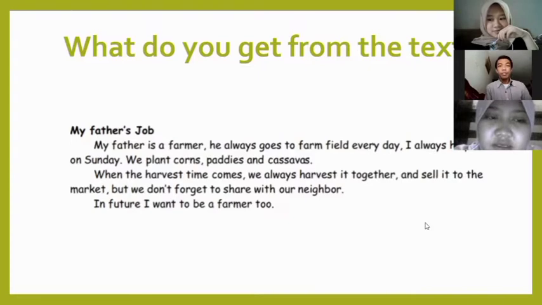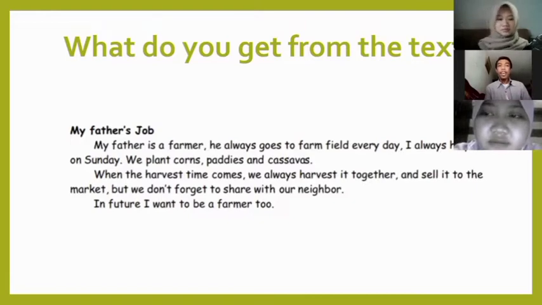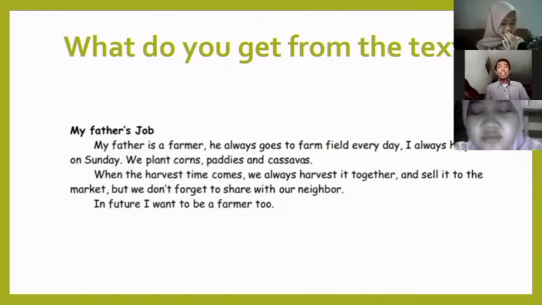Farmer. His job is a farmer. Farmer, great answer. His father's job is farmer. Okay, great, student. And the next question, what do they plant in the farm field? They plant corn, paddy, and cassava. Okay, great, Amel. They plant corn, paddy, and cassava.